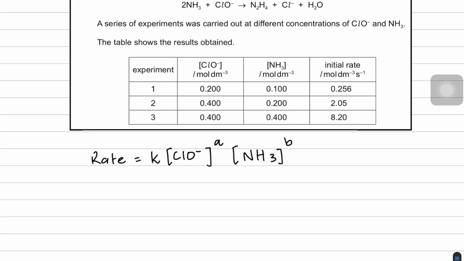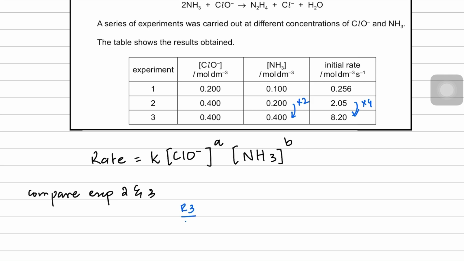So why don't I compare experiment 2 and 3? Because in 2, the concentration of chlorate is same as 3. So ammonia can be easily compared between experiment 2 and 3. So I will say compare experiment 2 and 3. And I can easily see that rate is also changing. Ammonia is doubled and rate is almost becoming 4 times.